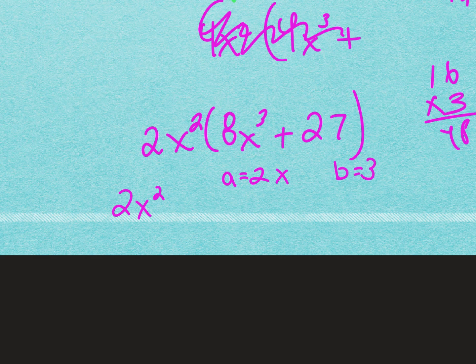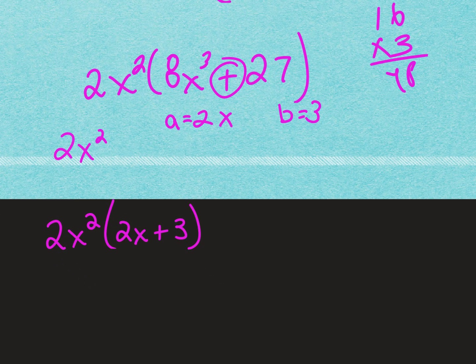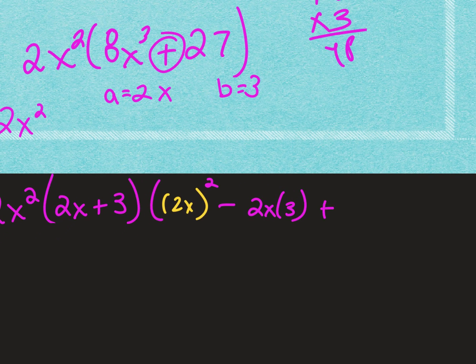3. So you still have your 2x squared out in front here. And what are we doing to these two perfect cubes? We're adding them, so then I'm going to have 2x plus 3 inside here. And then watch how I write this, guys. My first term is 2x, and it's squared, correct? What goes next? Minus 2x times 3, correct? Plus my last term, which is b, squared.